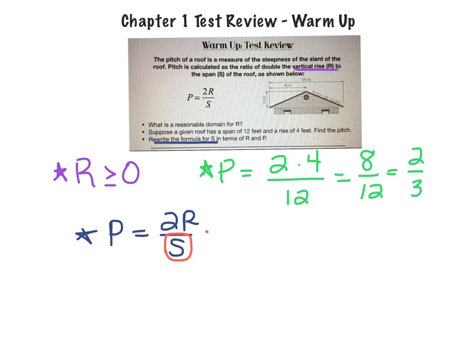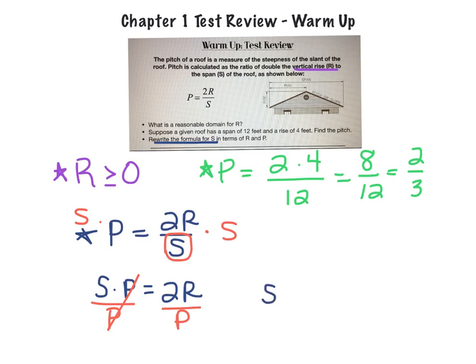So the very first thing I would do is multiply by S on both sides. Now we have S times P equals 2R. Then again, keeping in mind that it's really the S I'm trying to get alone, I would divide by P, and I end up with S equals 2R over P. And that's it. That'd be my final answer.